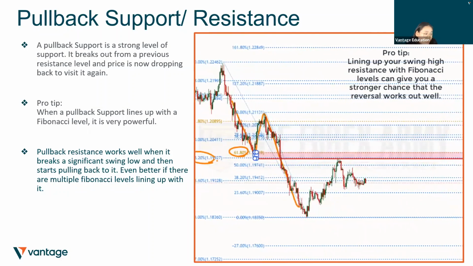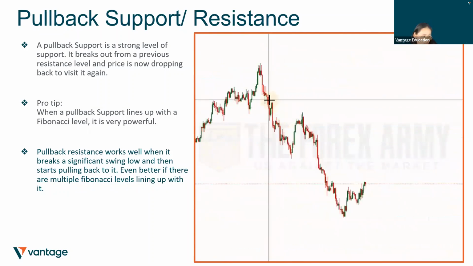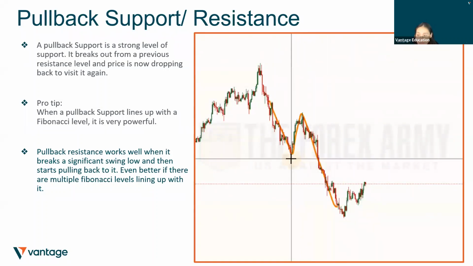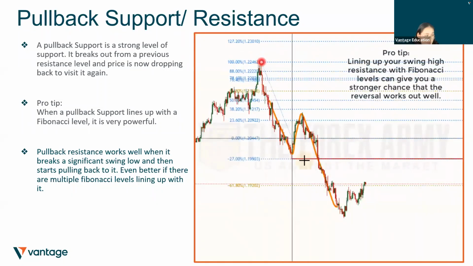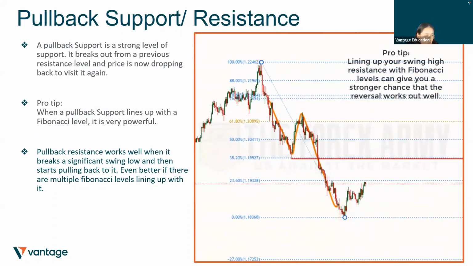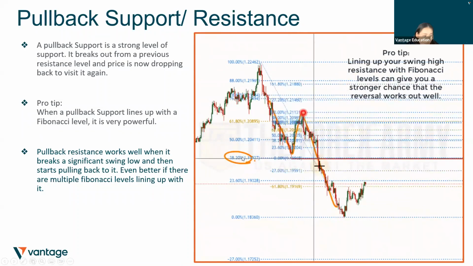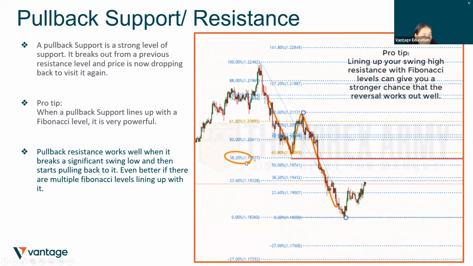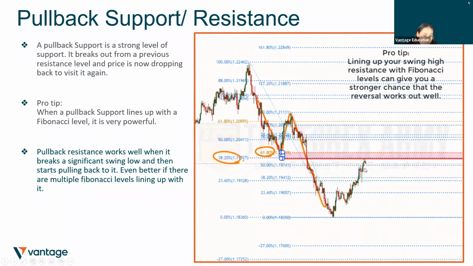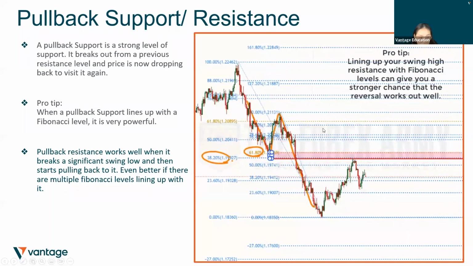An important tip to look out for is when a pullback support line lines up together with a Fibonacci level, it is quite an important support level, which means price is likely to pull back to that area. You can see over here, our swing low support lines up together with a 38.2% Fibonacci retracement, as well as a 61.8% Fibonacci retracement. So this whole area is an important area to look out for, as price is likely, and you can see over here, to retrace and pull back to this area.